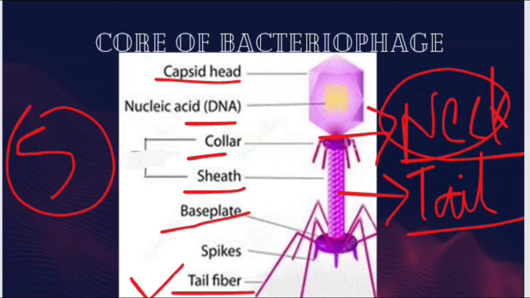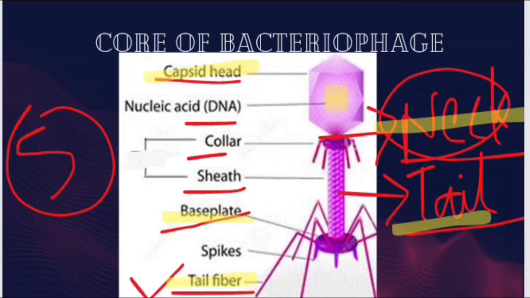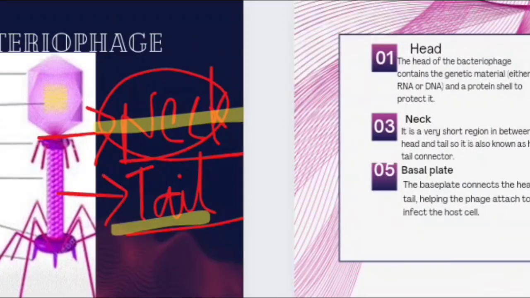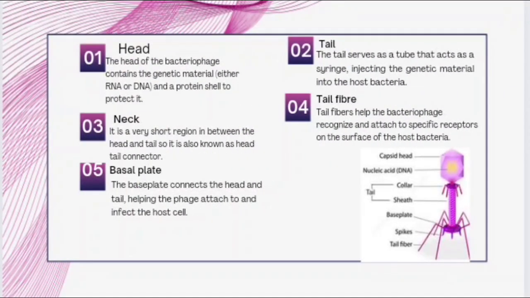So the five main structures are head, neck, tail, basal plate and tail fibers. These are the five important parts of a bacteriophage. Now let's look at these five parts one by one. First is the head region, then the neck region, basal plate, tail and the tail fibers.